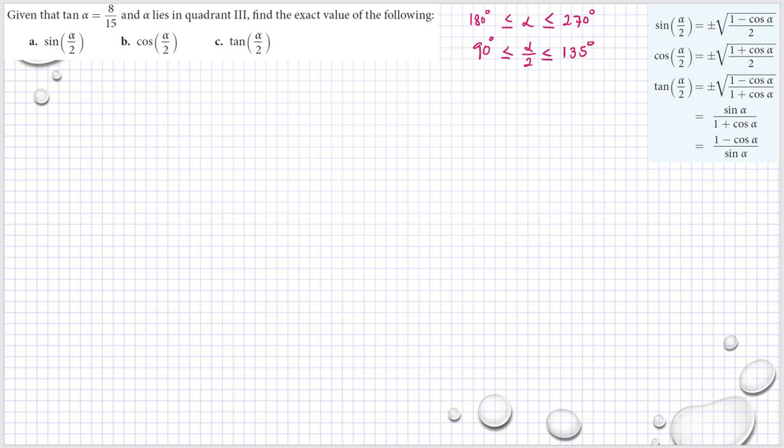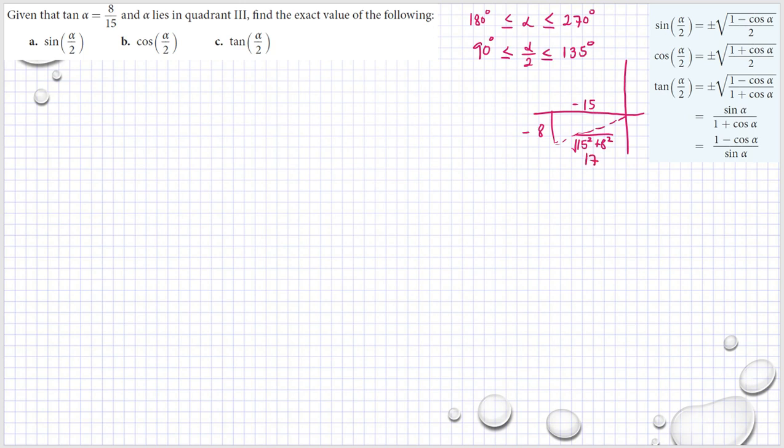Okay, let's see. But we need to show also that we have it in the third quadrant, so let's say this is -8, -15, and then we have square root of 15 squared plus 8 squared. And if you solve that, that is 17.